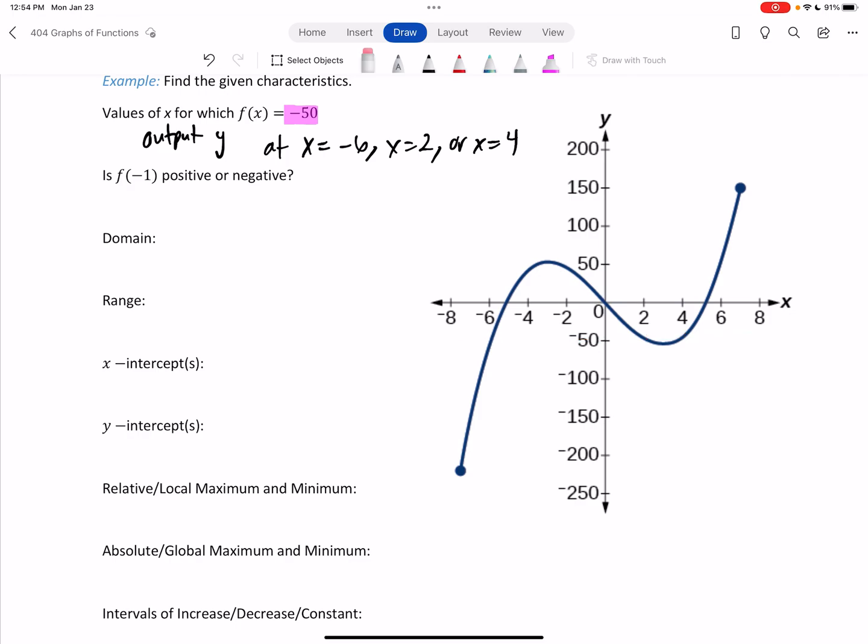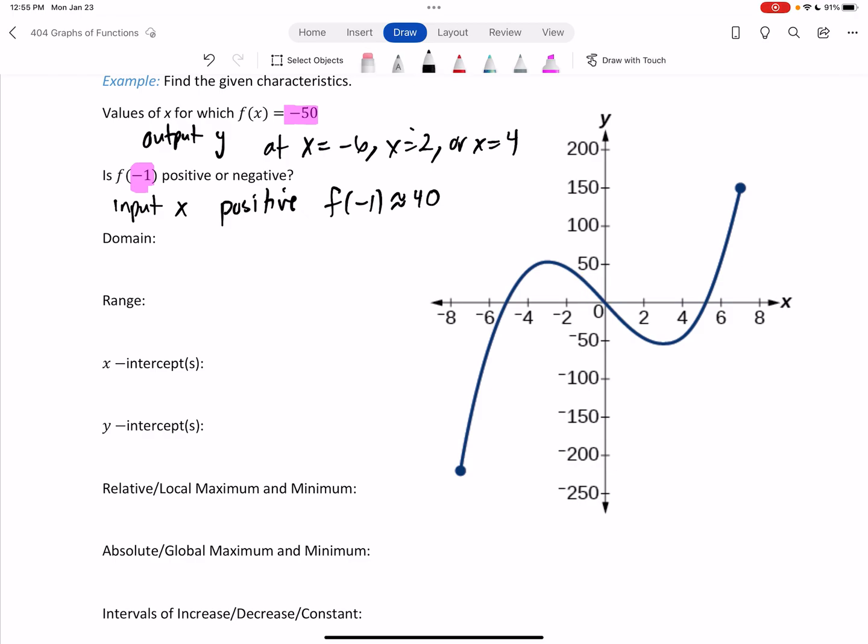Okay, the second part says, is f of negative 1 positive or negative? Remember, if it's inside the parentheses, it's the input or the x. So I'm going to go to x equals negative 1, which is about here. I see that the output value is right there. Looks to be around like 40 maybe. And it's a positive number because it's above the x-axis. F of negative 1 is about 40.